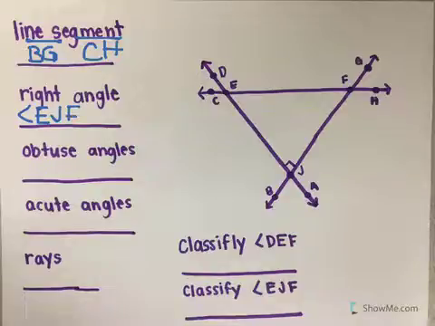Now, we could have labeled it just angle J, correct? Yeah. But that doesn't help us as much as writing it with our 3 letters because we know exactly where on our shape we're talking about, okay?